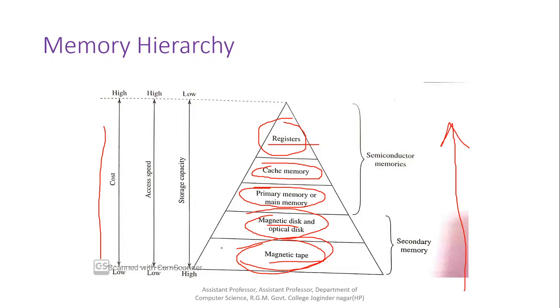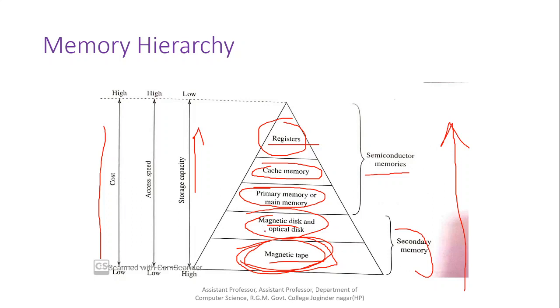And in case of storage capacity, when we go from bottom to top, the storage capacity decreases. So magnetic tapes have a very large storage capacity, and when we go up in this hierarchy, the storage capacity decreases. Again we have two types of memories, that is semiconductor memory and secondary memory.